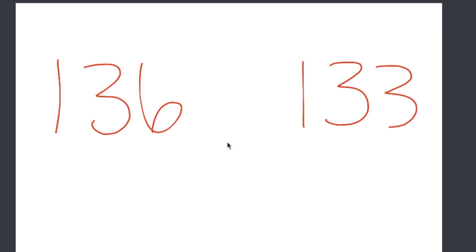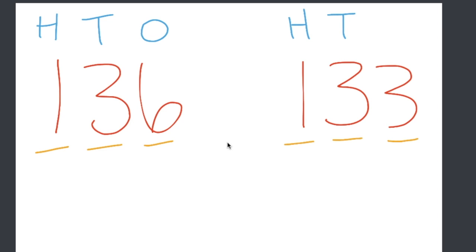Looking in, since this is 136 and 133, we are looking first in the hundreds place. And what do you notice? You notice they are the same. So if they're the same, we go to the next number. We have a 3 and a 3. And those are in the tens place. And oh my goodness, it's the same number. So what do we do? We go to the next number. We have a 6 and a 3. And those are in the ones place.